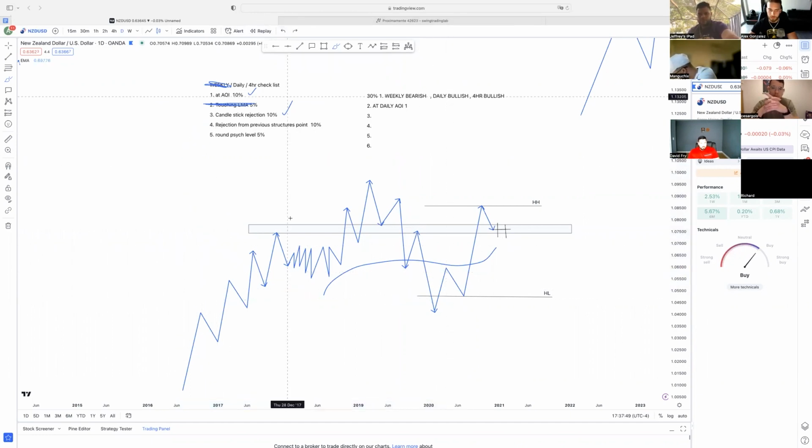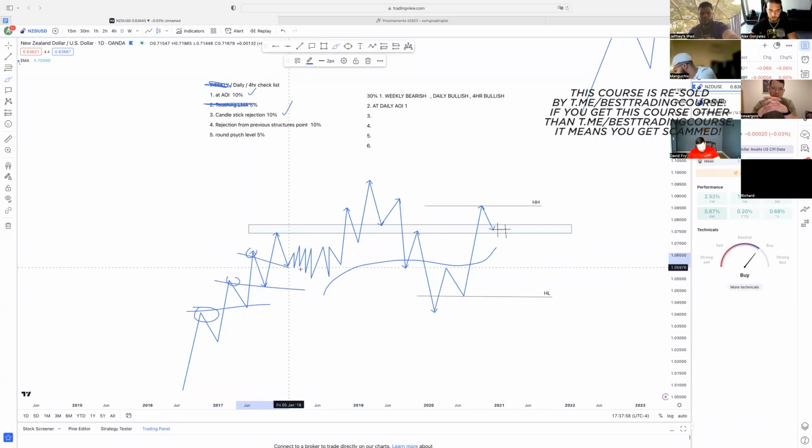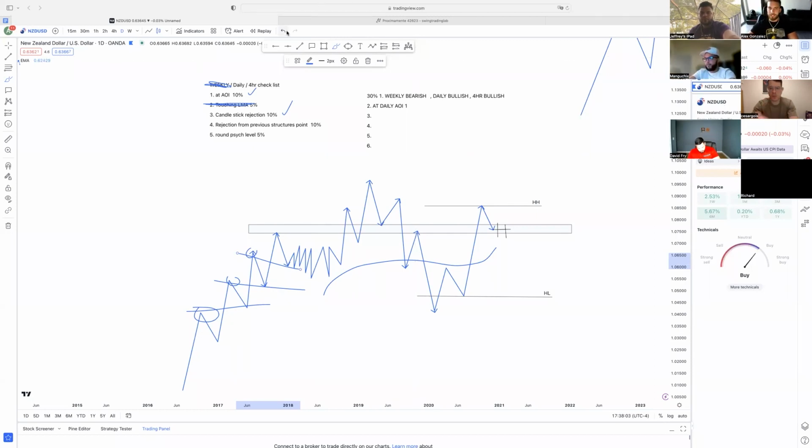So for these examples right here, this would be the previous structure point to this one. This would be the previous structure point to this one. This would be the previous structure point to this one. If that makes sense, type 1. If it doesn't, type 2. You guys are seeing how it's so simple, right? It's like right in front of us. Like I'm not making none of this up, right?